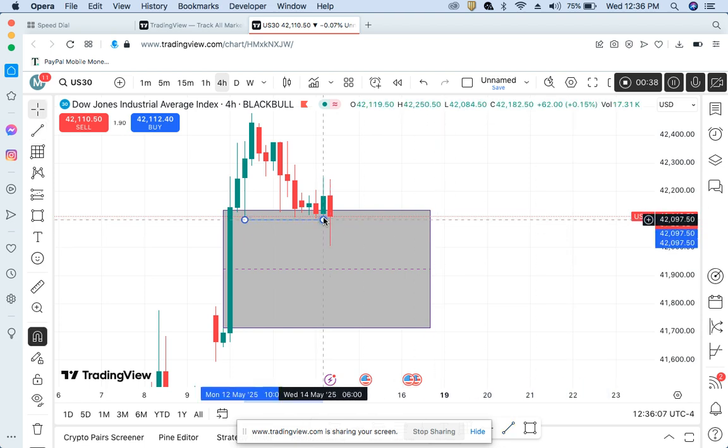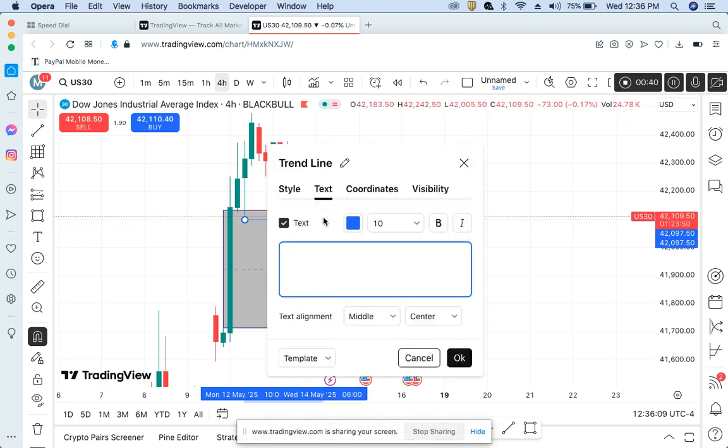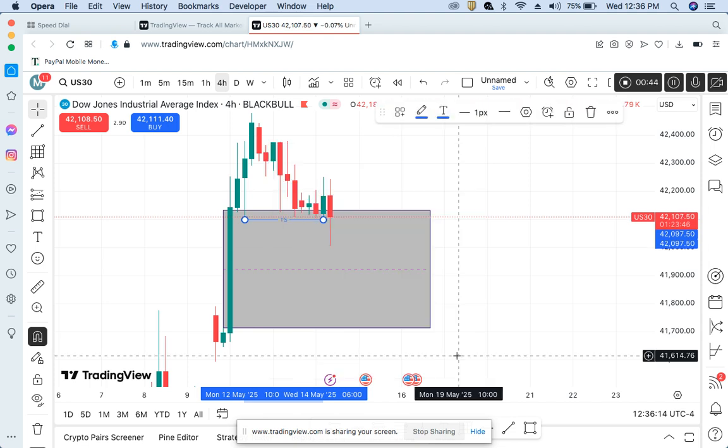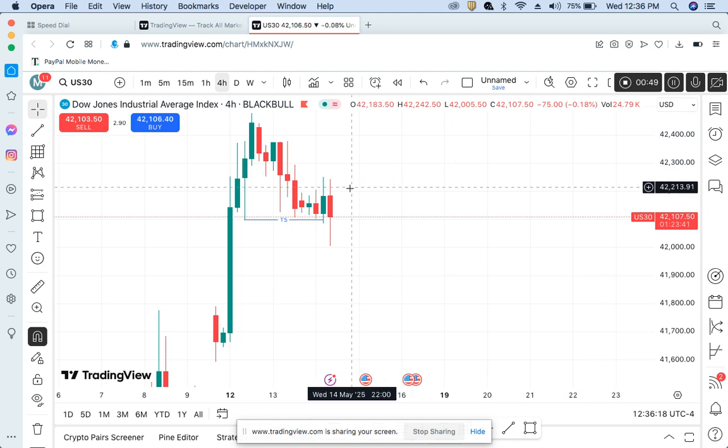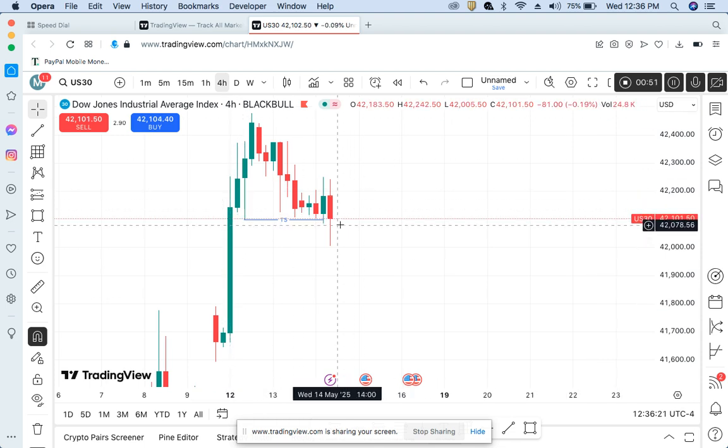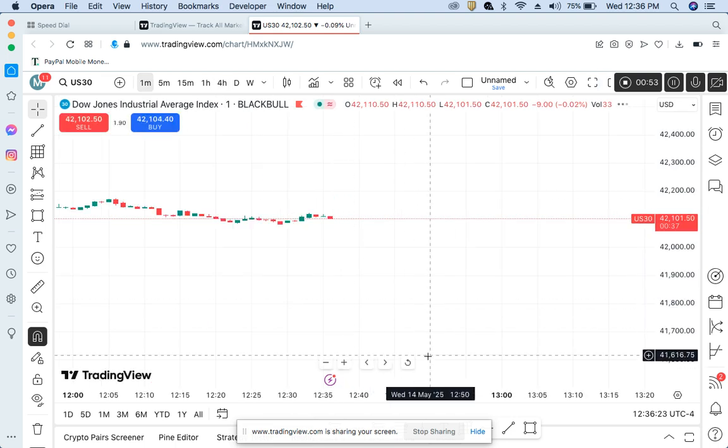So this is turtle soup actually. This is a low inside a key level. This is a turtle soup. So what do you do? Once the price comes and takes out the low inside the key level, drop down to the lower time frame and look for your entry model.